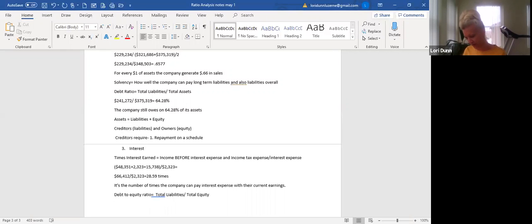So back to our balance sheet. And our total debt for the current year it says, is 241,272. Total equity, be careful, 134. Don't take the total liabilities and stockholders' equity. Take 134,047.